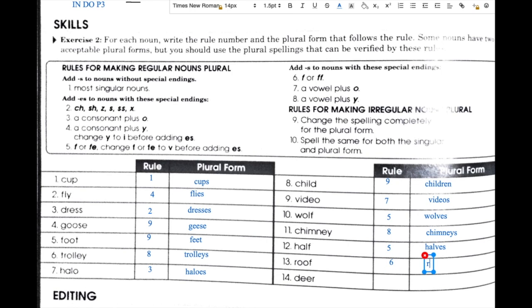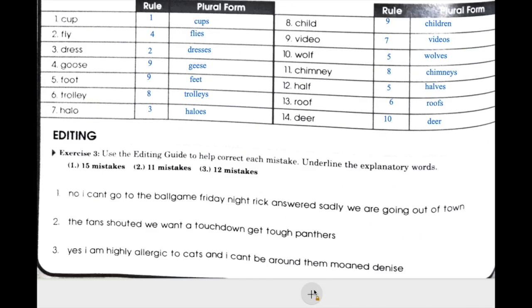And we are just going to add an S to the end of roof and make it roofs. Deer, well, the plural of deer is deer, so we know that that's following rule number 10. The plural of deer is just deer. All right, and we're done with that chart. And now you can do the editing.